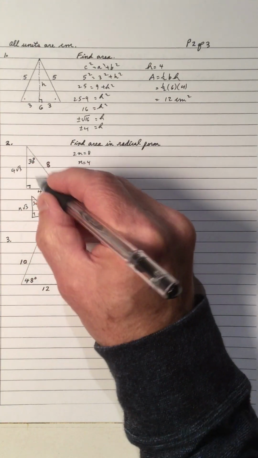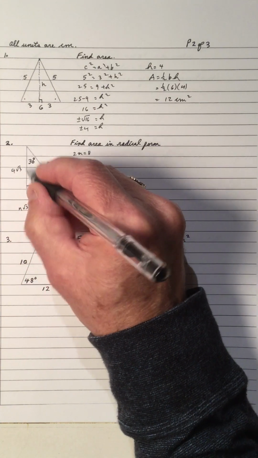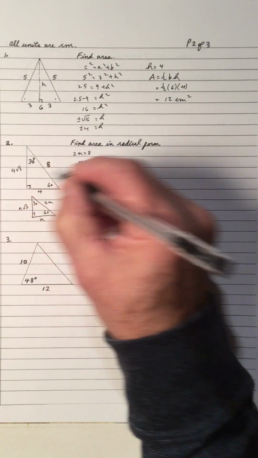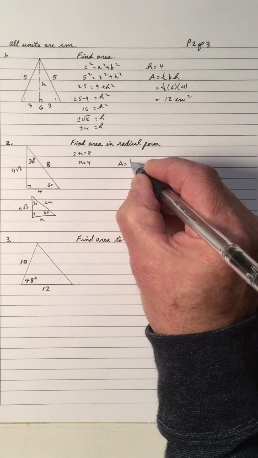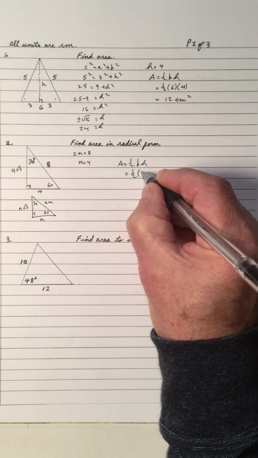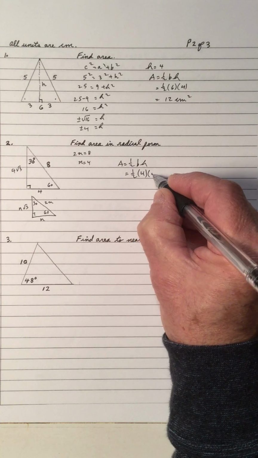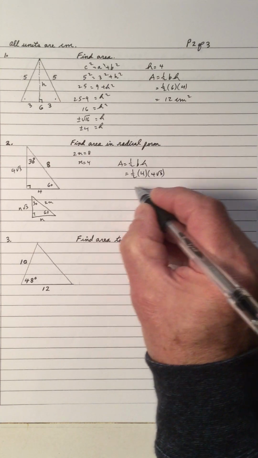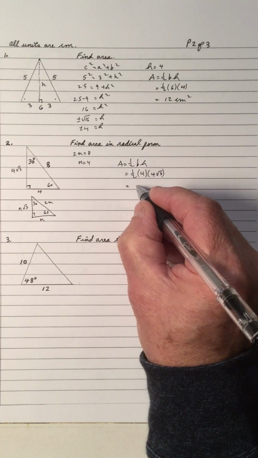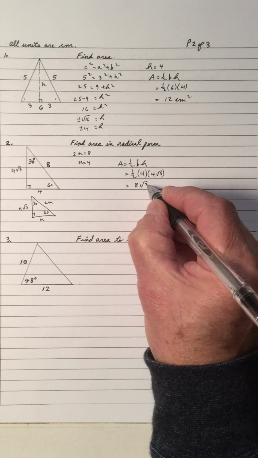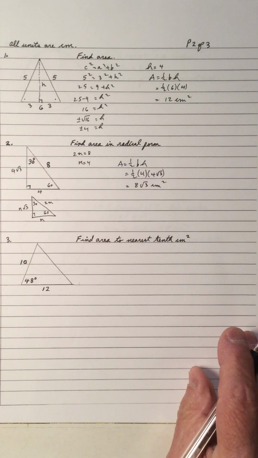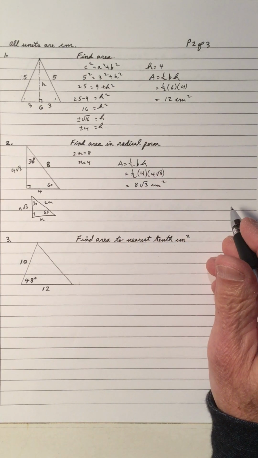So we have the base and the height, because in a right triangle, the perpendicular sides are the base and the height. The area is a half the base times the height, and the base is 4 and the height is 4 root 3. A half of 4 is 2, and 2 times 4 root 3 is 8 root 3. Again, it's centimeters squared because it's area, and it's in simplest radical form.